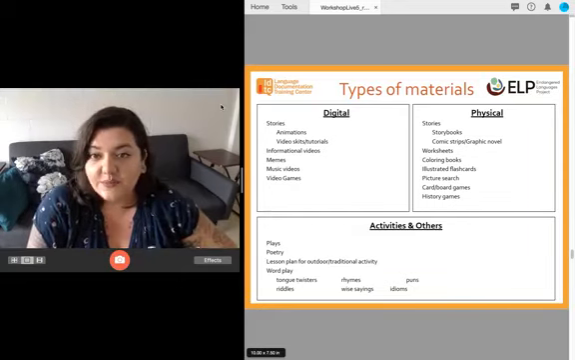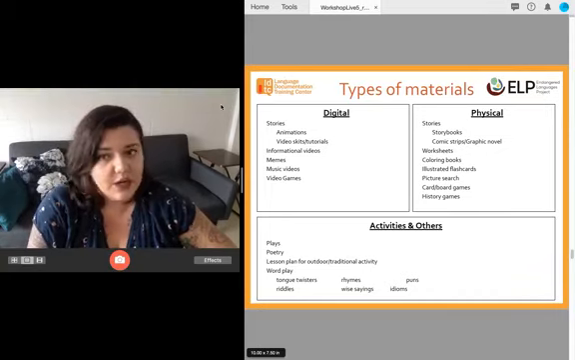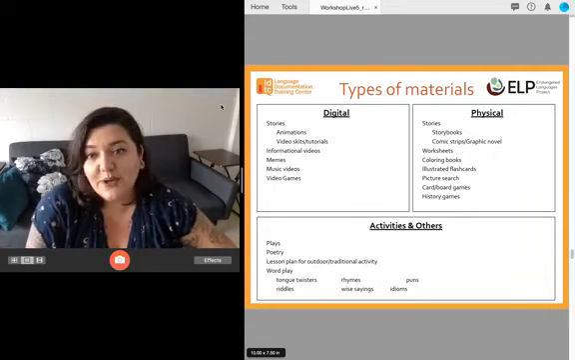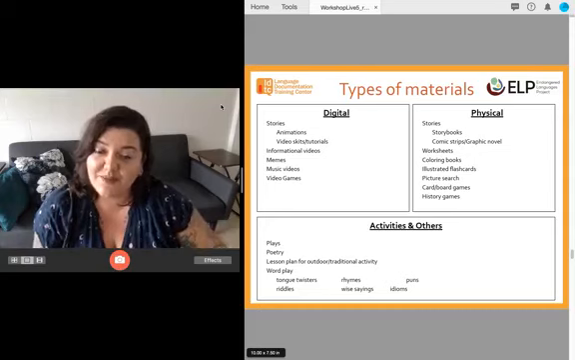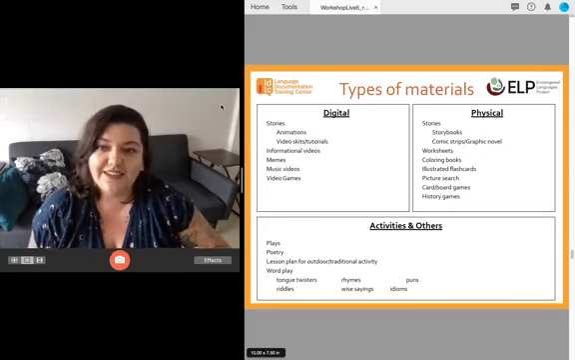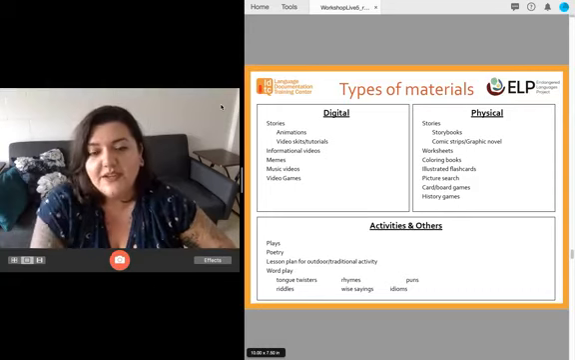Activities and other sorts of materials are things like plays. That's very popular here in Hawaii. We have Hawaiian language plays, and they're very well attended. So that's a great way to get community members involved and have this big production, and then you have a gathering that people can come to and interact in the language and enjoy a traditional story being told through theater.